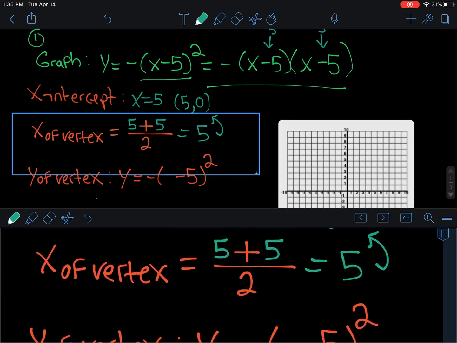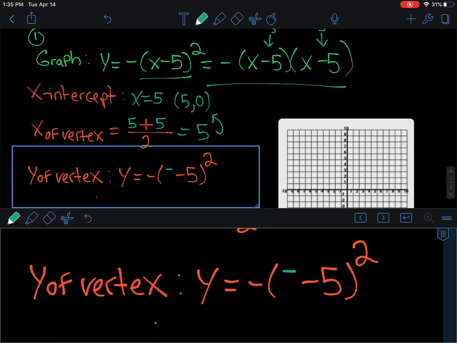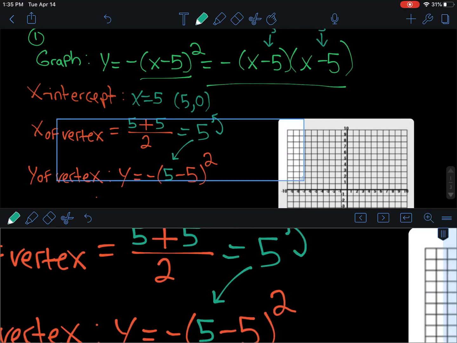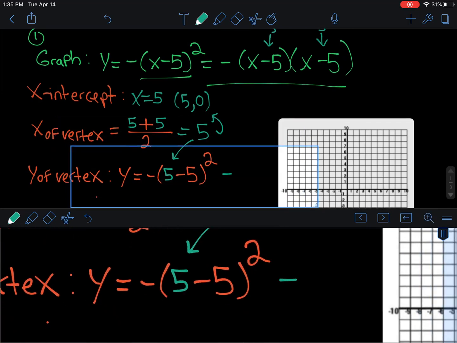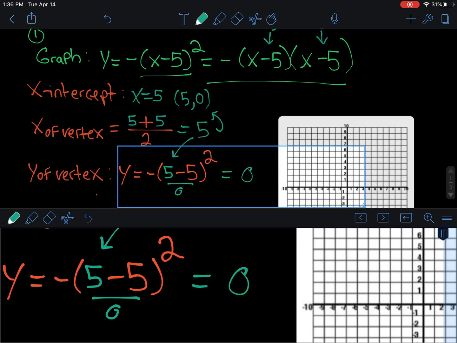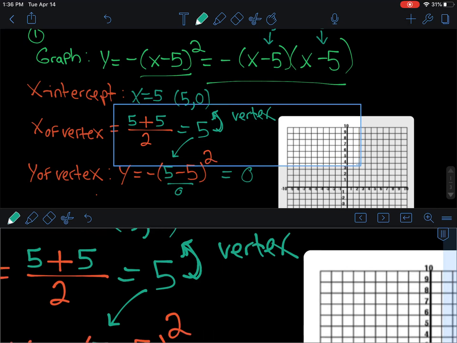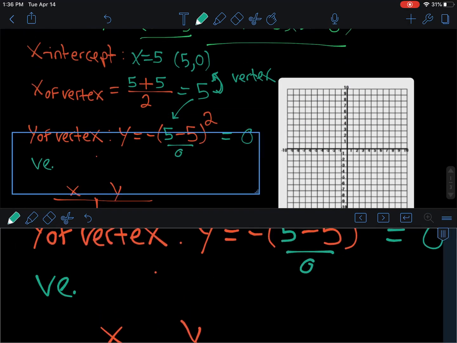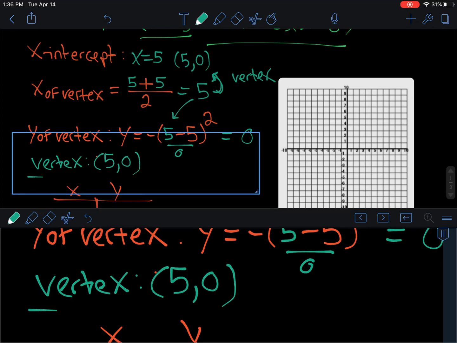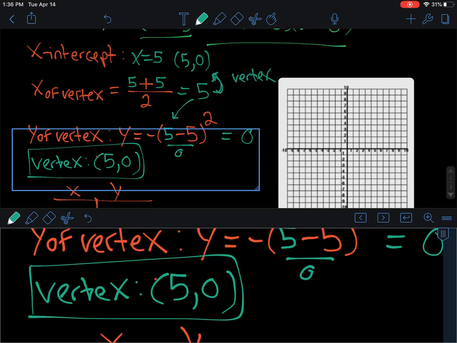So if that's my x of the vertex, in order to find the y of the vertex, remember you have to plug this answer into the equation. So you plug it in. Again, you can use desmos.com if you want to, but what's 5 minus 5? Well, 5 minus 5 is 0. 0 squared is 0, so this is just going to be 0, which should make sense because this right here is actually your vertex. So your vertex is the same thing as the x-intercept in this case, and this will only occur whenever there is one x-intercept.